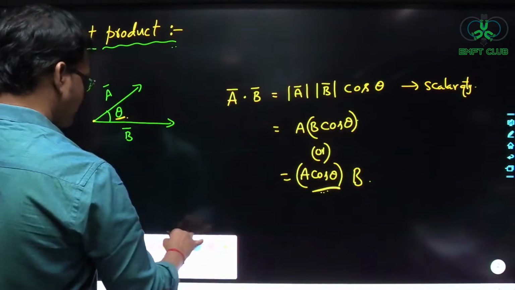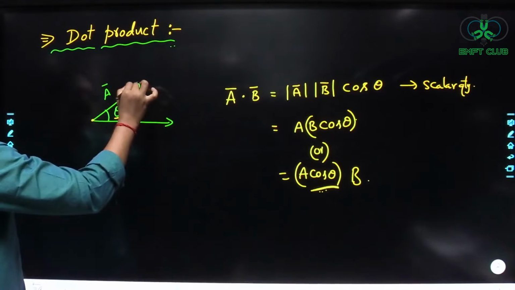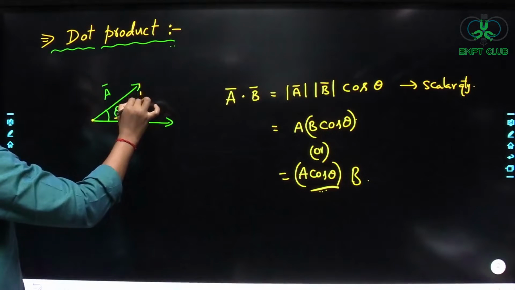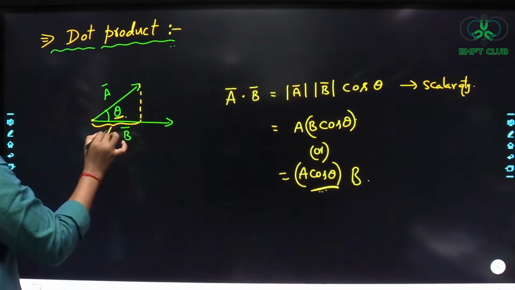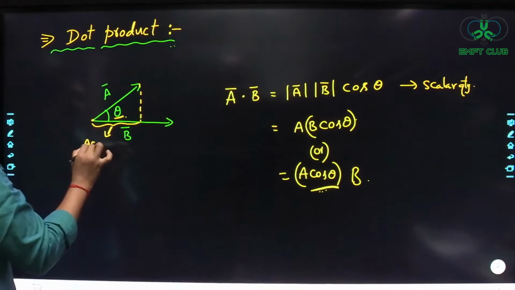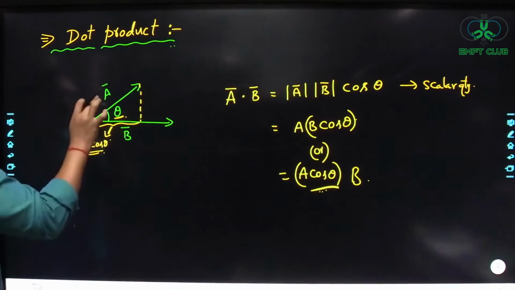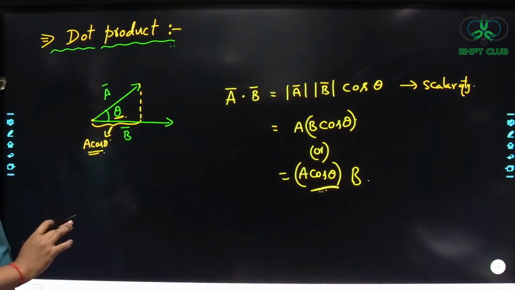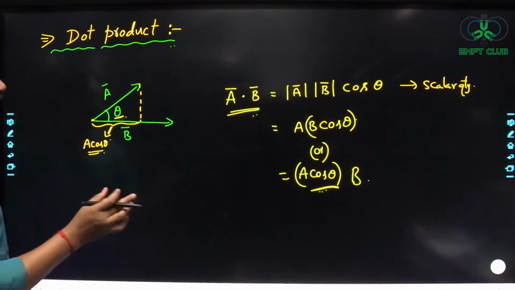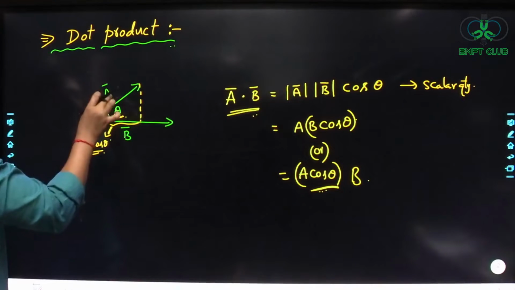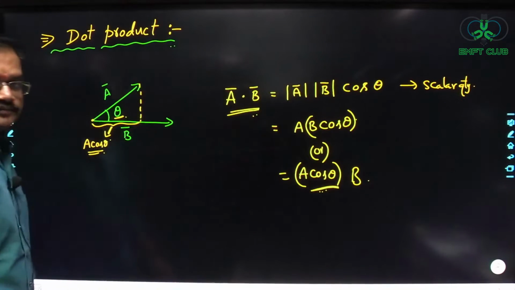So see here, this is a bar. Now if you drop a normal from the head of a bar onto b bar, the distance from here to here is nothing but a cos theta. So that means here a cos theta is the component of a bar along b bar. So in dot product, what we are doing here? We are multiplying the component of a bar along b bar with the magnitude of b bar.